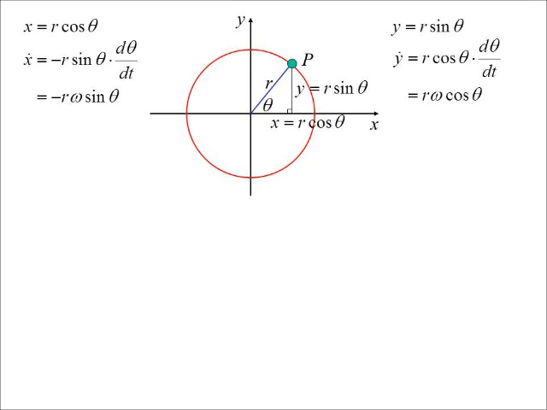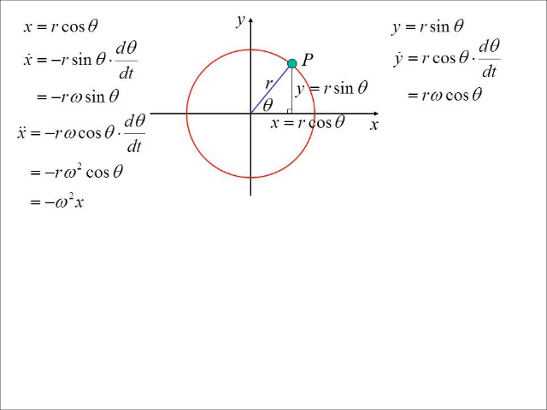Let's find the acceleration. Differentiate again. It's constant angular velocity here, so I don't have to worry about the omega. I know that's a constant. The only thing I'm differentiating is the sine theta, and so I get cosine theta. But again, that's differentiating with respect to theta, so I've got to multiply by d theta dt. But d theta dt is omega, so I get minus r omega squared cos theta.